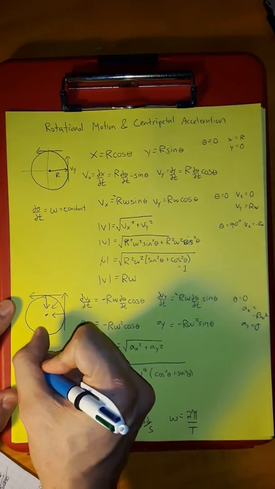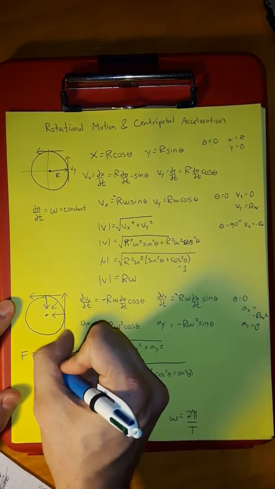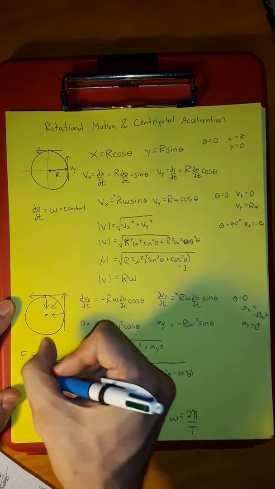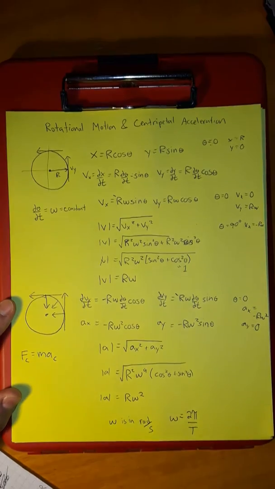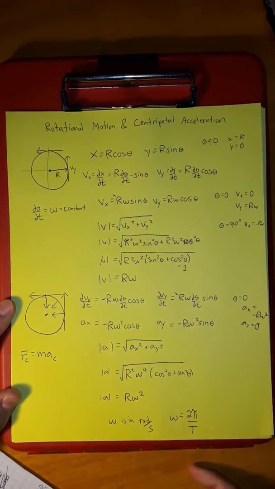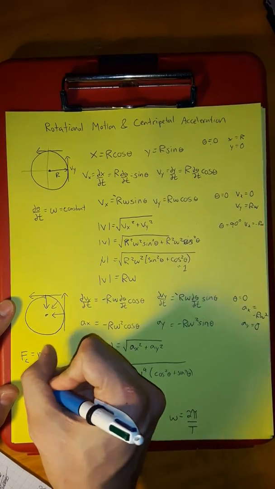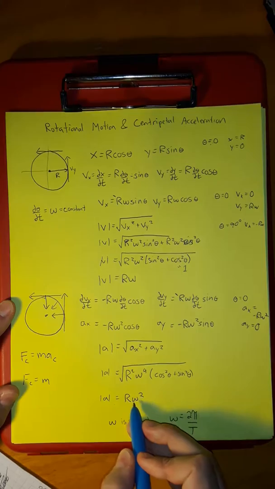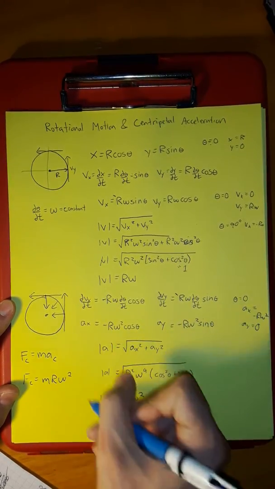So this relates to our centripetal force, where force is equal to ma. When we're going in a circle, acceleration is always to the middle. So this creates a centripetal force. And we can write this centripetal force as m, and we know that this is going to be r times omega squared.